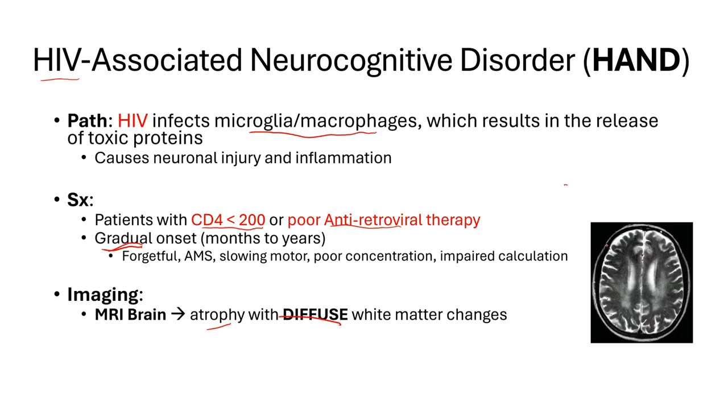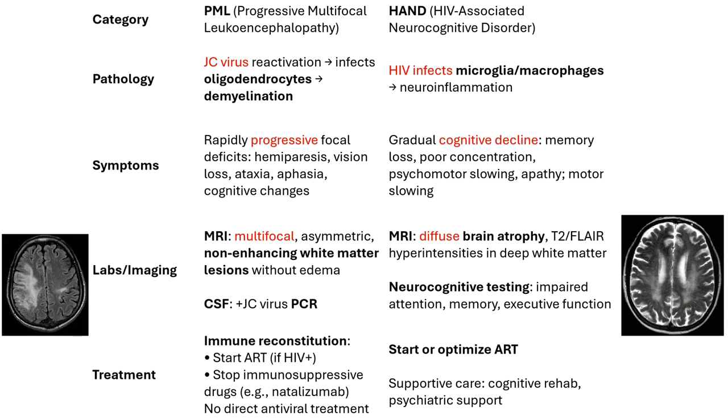As we can see here, we have all these white matter changes affecting globally, or the entire brain. Treatment for HIV-Associated Neurocognitive Disorder is going to be beginning or better usage of antiretroviral therapy. Here is a slide comparing the two of what we just covered.